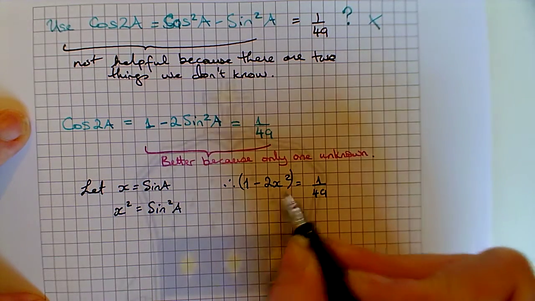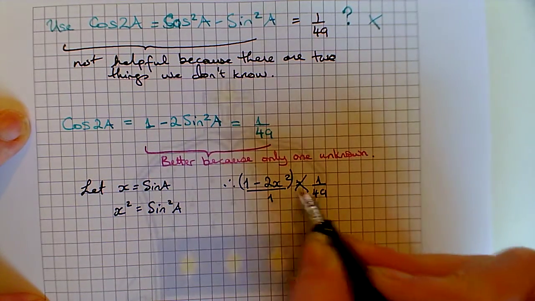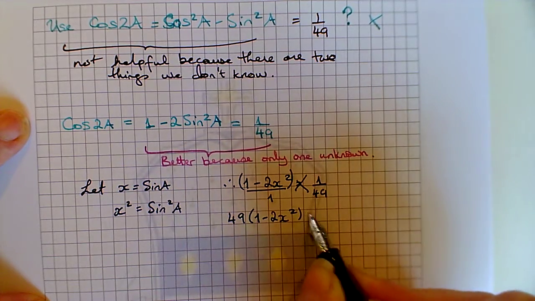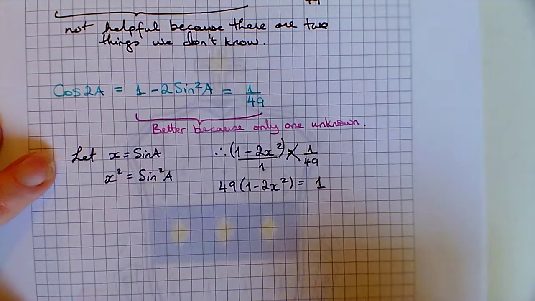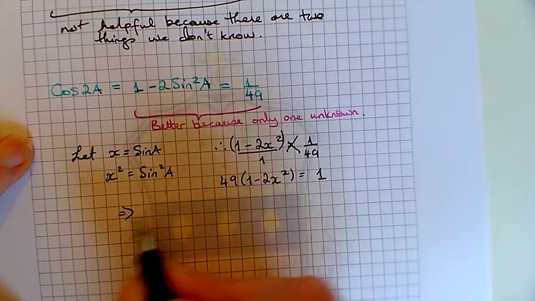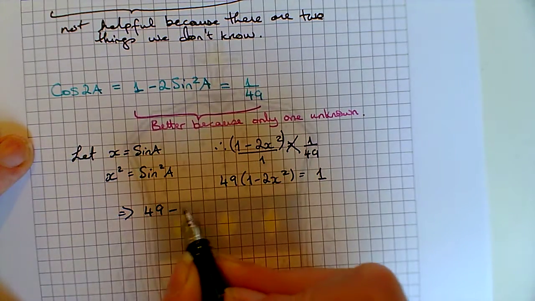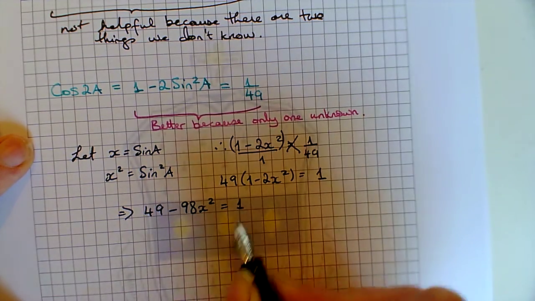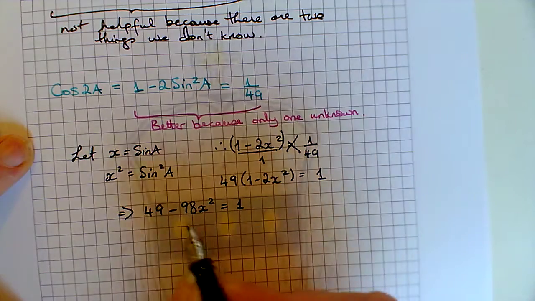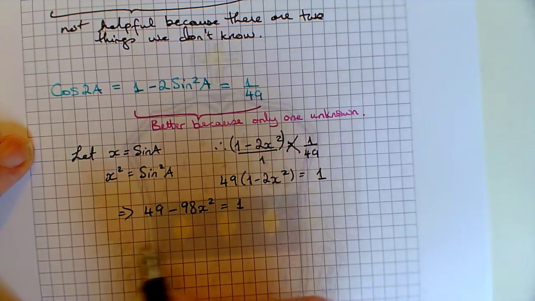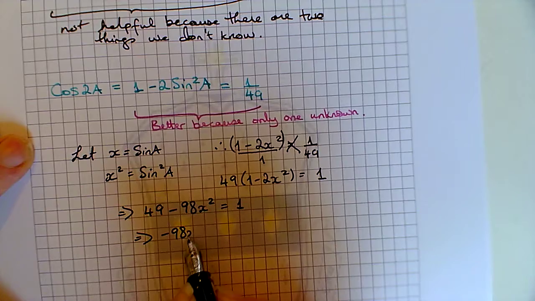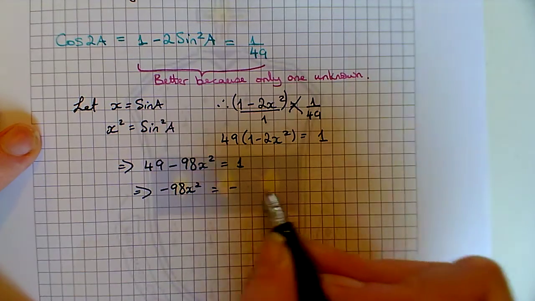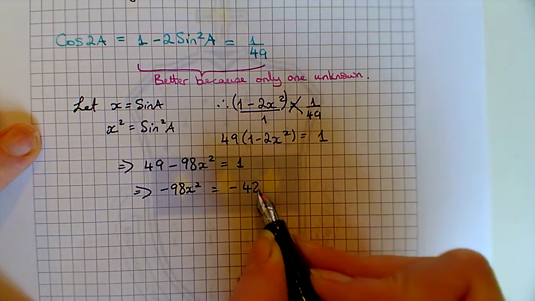And we can put that over 1 because now we can cross multiply. So 49 by 1 minus 2x squared is equal to 1. And we'll multiply out our brackets. 49 minus 98x squared is equal to 1. And we'll bring things over to the other side. So minus 98x squared is equal to minus 48.